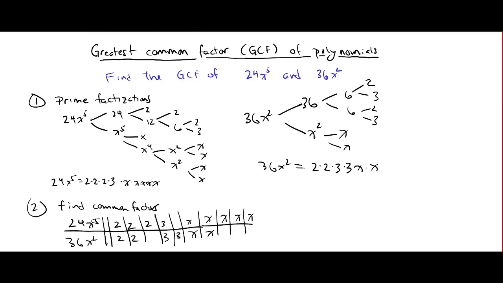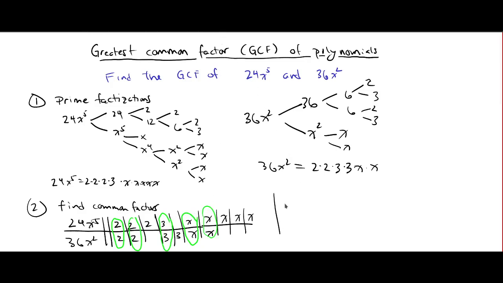So that's a lot of factors, but we go through the table now and we can look for common factors. So we've got 2's in common, another pair of 2's in common, we've got 3's in common. This second 3 doesn't have a partner, that third 2 doesn't have a partner. X is in common, x is in common, but then these last x's are all by themselves, so they're not common factors. So the common factors are 2, 2, 3, x, and x.